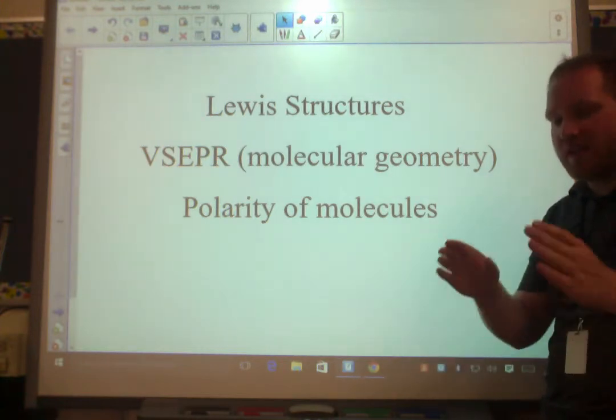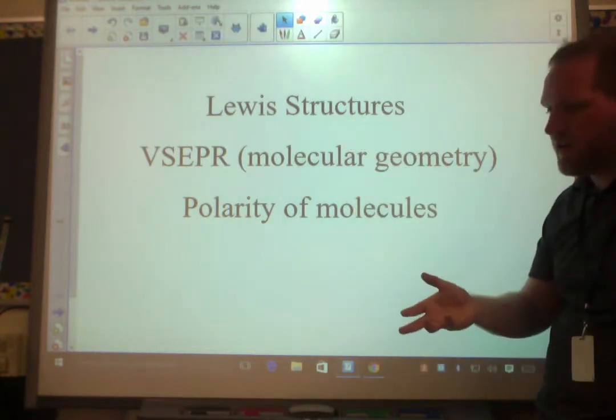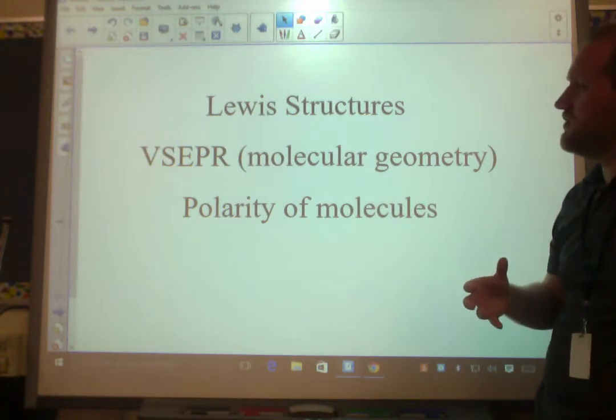How can we tell if something's going to be covalently bonded? You look for generally nonmetal bonded to nonmetal. So we're not going to do Lewis structures of ionic compounds. These are always going to be covalent molecules.